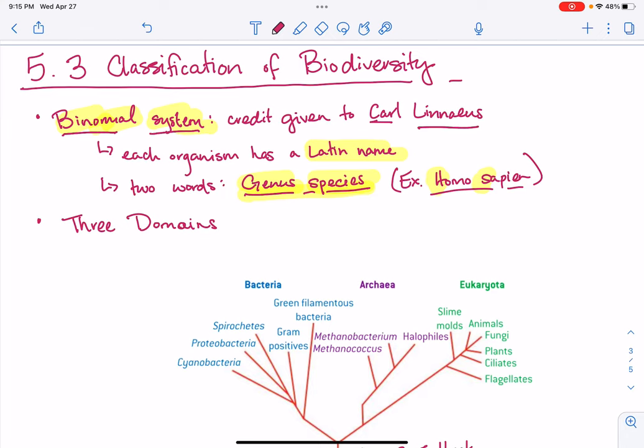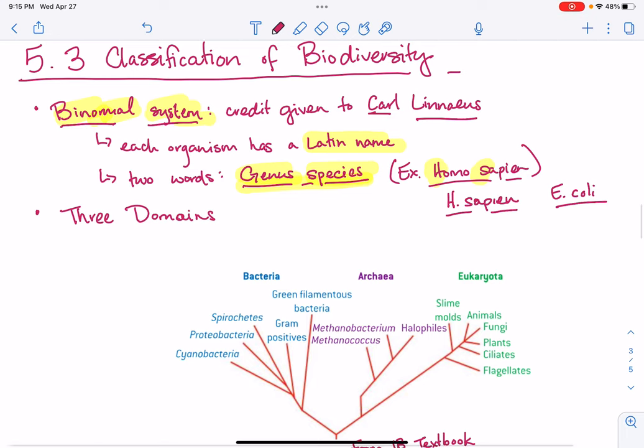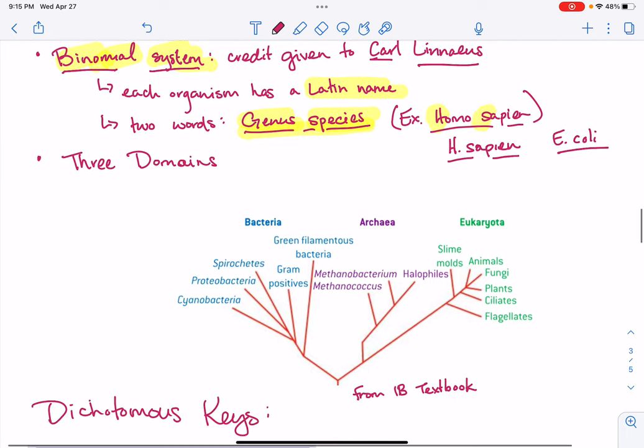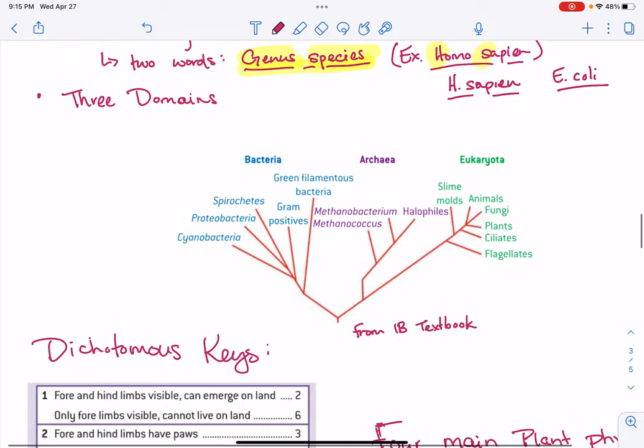You don't see this very often, but if we were to shorten it, you could just put H. sapiens. Am I spelling this right? No, I think I am. It's fine. Don't worry about it. So that's the shortened version, like when you hear about E. coli, that's the shortened version of the bacteria, okay?